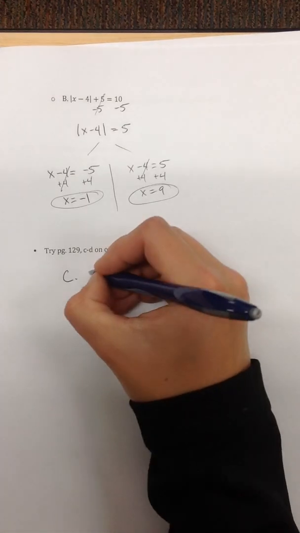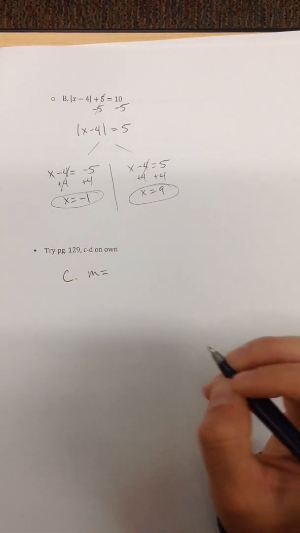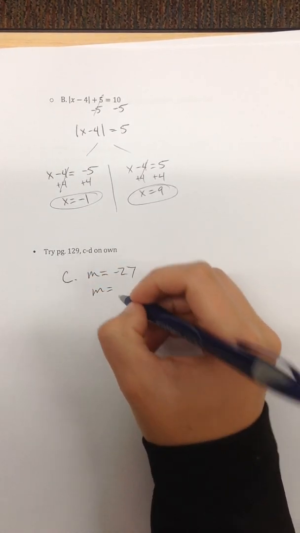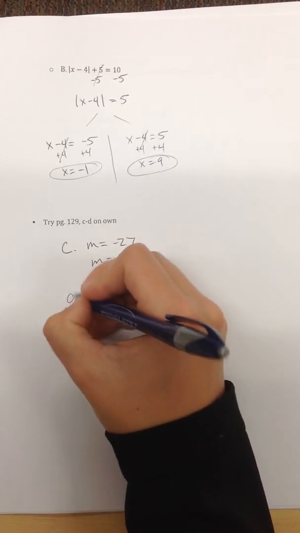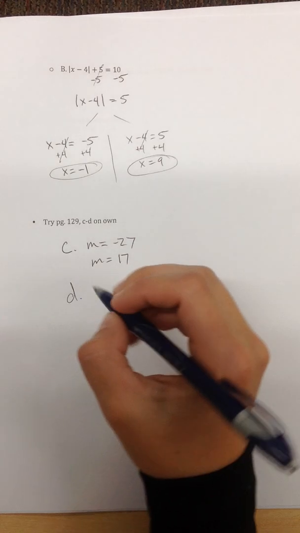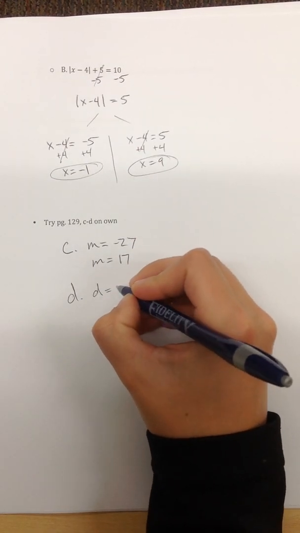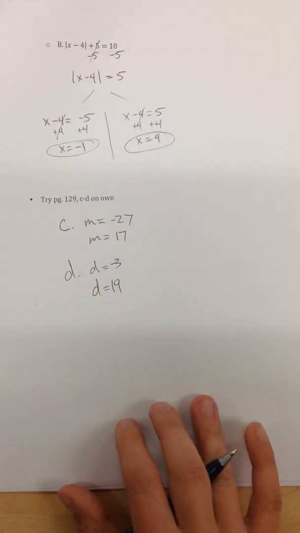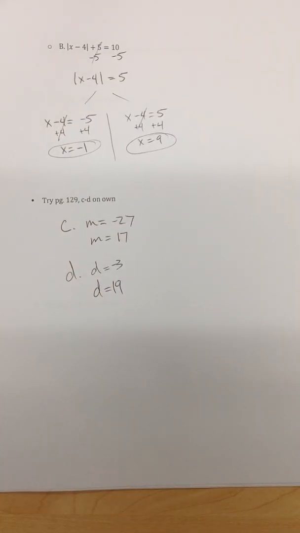So for C, they got m is equal to -27 and m is equal to 17. And then for D, they got d is equal to -3 and d is equal to 19. Okay, so make sure you solve out everything you can outside of the absolute value. Then when it's down to just the absolute value, you split it into your two equations, a positive and a negative.